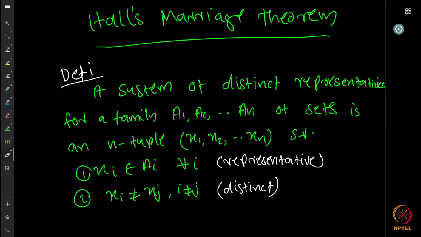And one of them is this theorem in combinatorics called Hall's Marriage theorem. So what does Hall's Marriage theorem say? Hall's theorem says that... okay. So before defining the theorem, let me define what is called a system of distinct representatives.